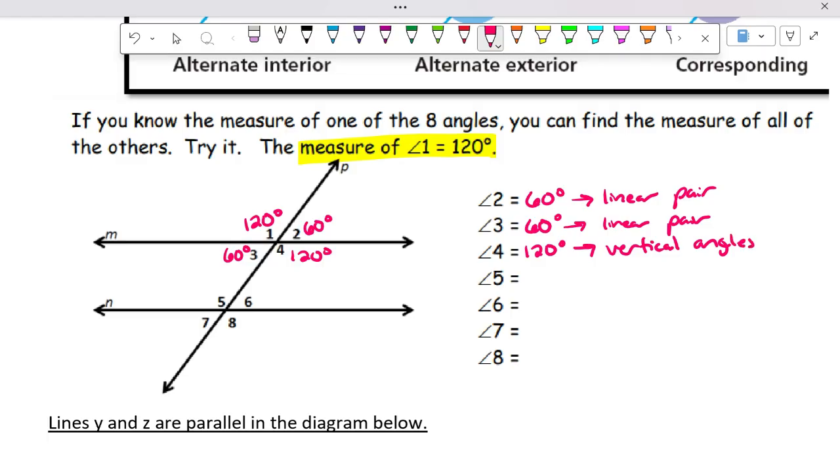What about 5? What do you think? Also 120. Why? What's the relationship to 1? They're corresponding.